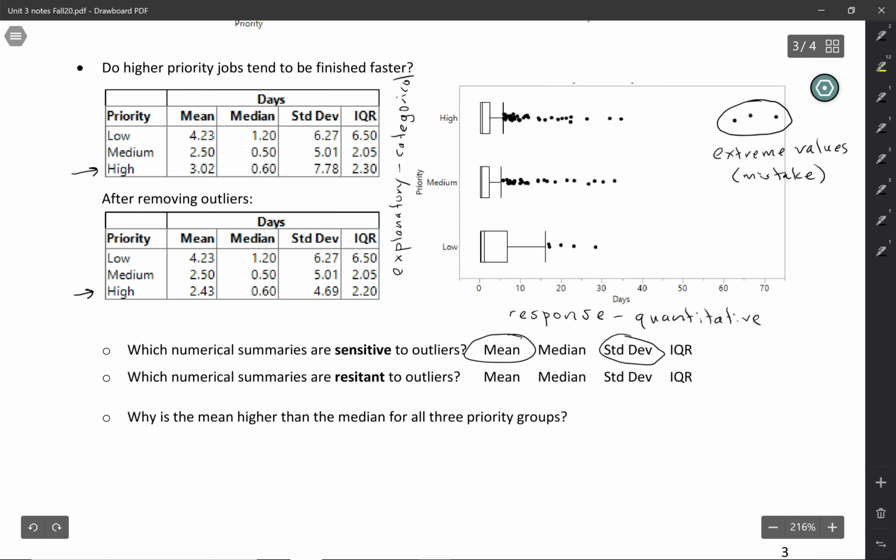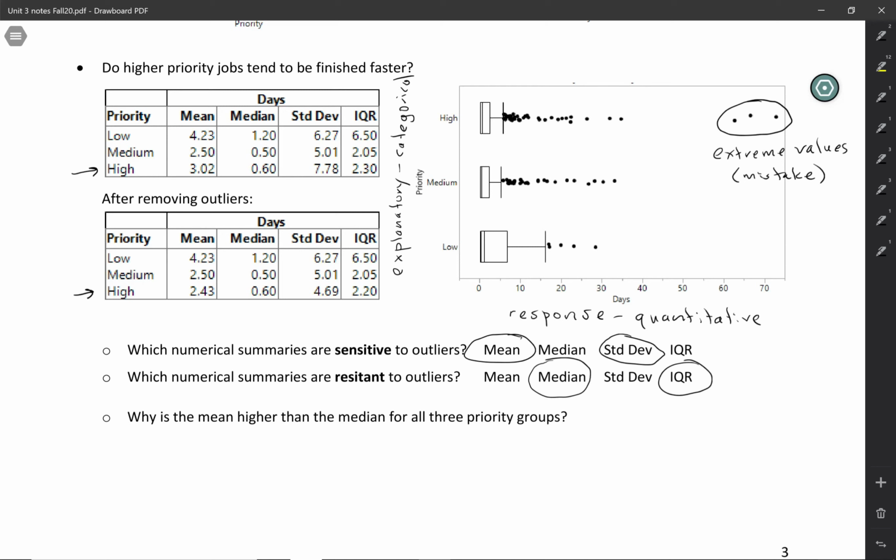Whereas if we look at the median, it doesn't change at all, and the IQR changes very little. So those two measures are resistant to outliers. Notice that for measures of center, mean and median, the median is the one that is resistant to outliers. For measures of spread, the standard deviation is the one that's sensitive to outliers.